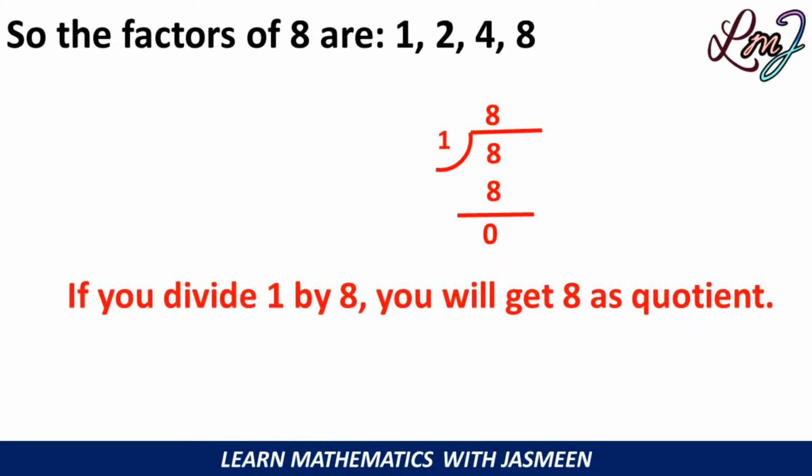If you divide 8 by 1, you will get 8 as quotient. If you divide 8 by 2, you will get 4 as quotient. If you divide 8 by 4, you will get 2 as quotient. If you divide 8 by 8, you will get 1 as quotient.